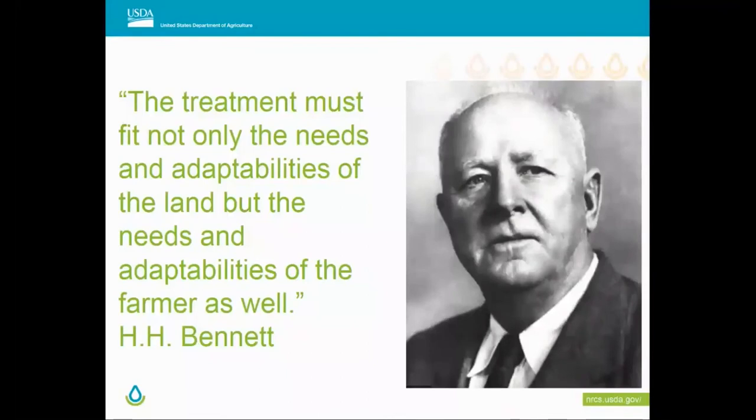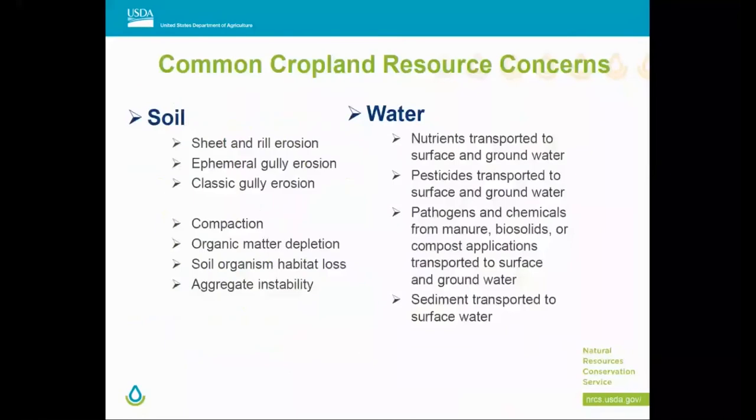So with that in mind, when we think about doing planning on cropland, we design a set of practices to address resource concerns. The common resource concerns that we're going to see on cropland, of course, are soil erosion, sheet and rill erosion, ephemeral gully erosion, classic gully erosion, the soil health resource concerns, or the soil quality resource concerns: compaction, organic matter depletion, soil organisms, habitat loss, aggregate instability.